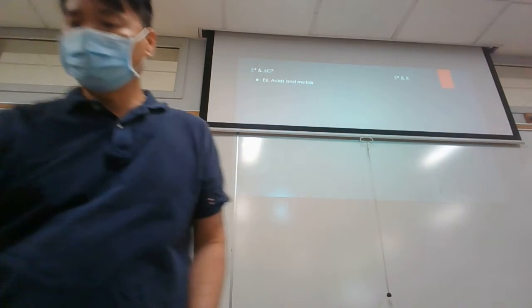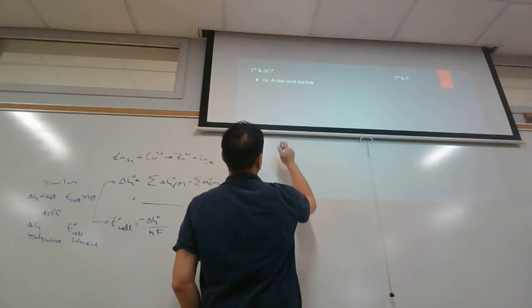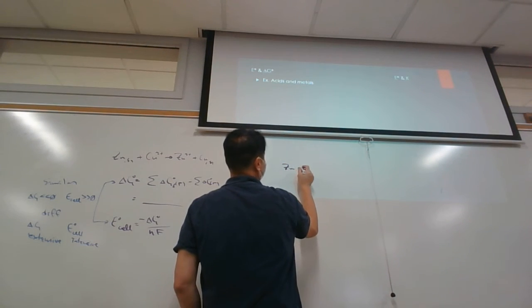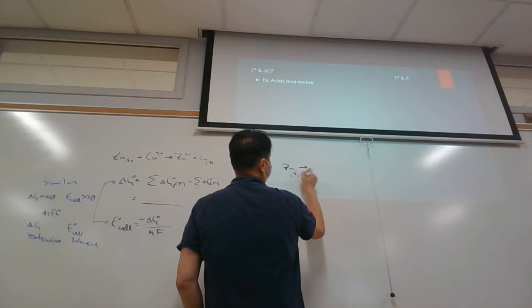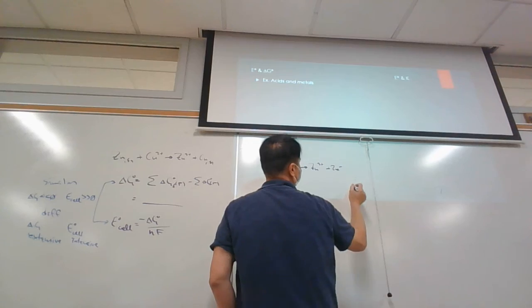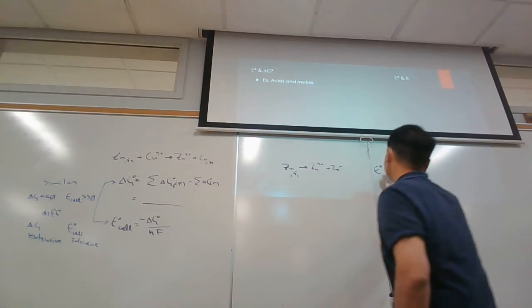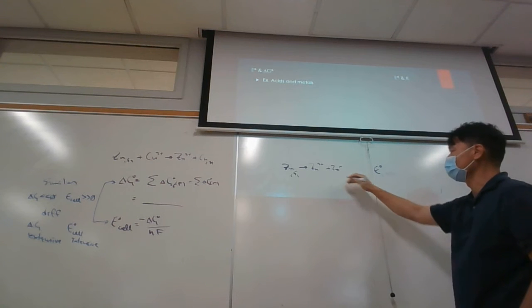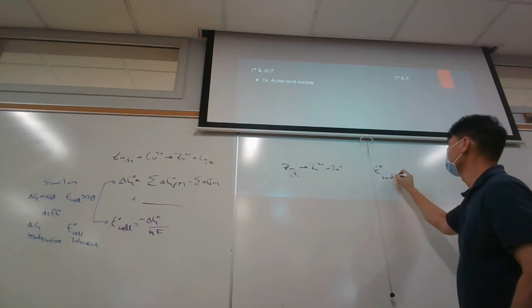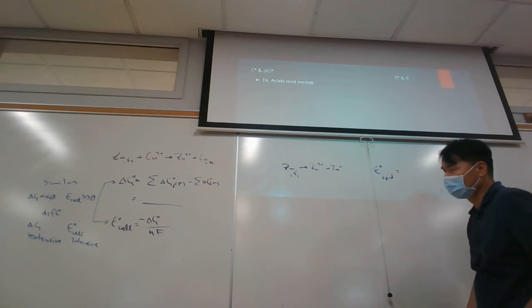So when we do this, let's take a look at zinc solid goes to Zn2 plus plus 2 electrons. And we look at the cell potential for this. Oh, this is not cell, this is going to be the oxidation potential. We look at the oxidation potential for this, and it's going to come out to however many volts.